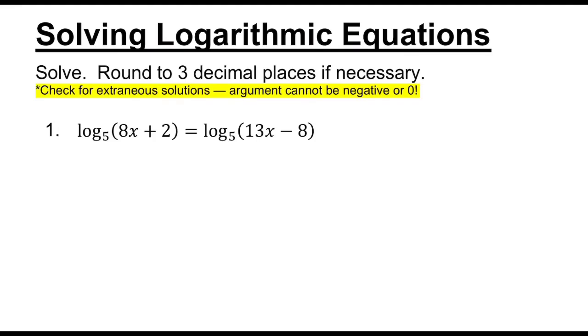We are to solve the following log equations and round to 3 decimal places if necessary. Keep in mind that when we're solving log equations, we have to check for extraneous solutions because our argument cannot be negative or 0. In order to do this, we would take both our solutions and plug them back into our argument. If the argument turns out to be negative or 0, then that means the solution wouldn't satisfy. If the argument is greater than 0, so if it's a positive number, then it would satisfy as a solution.